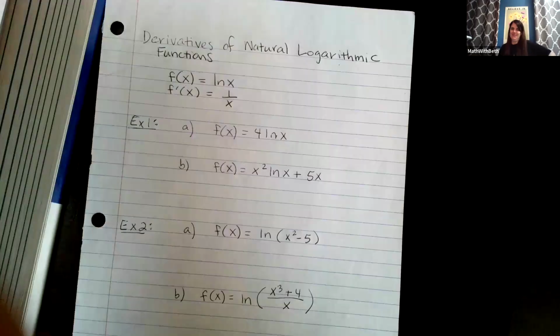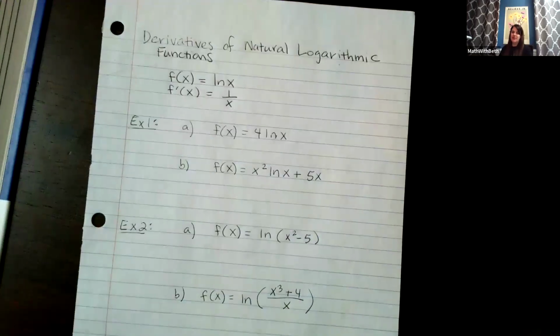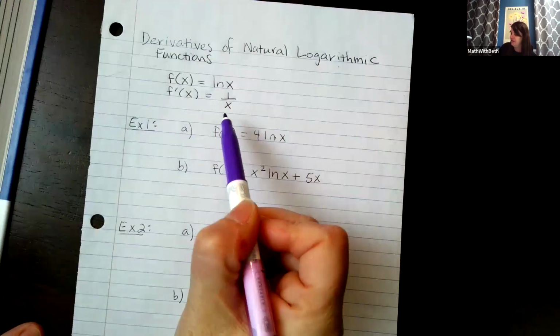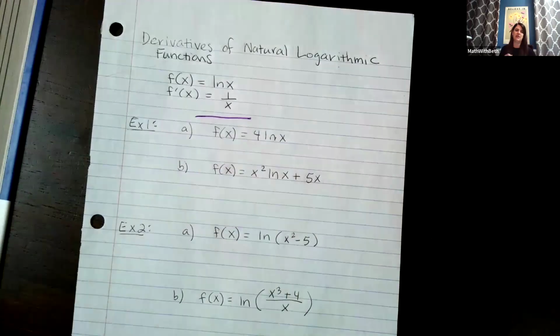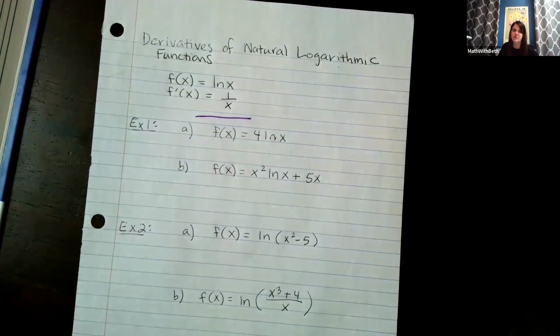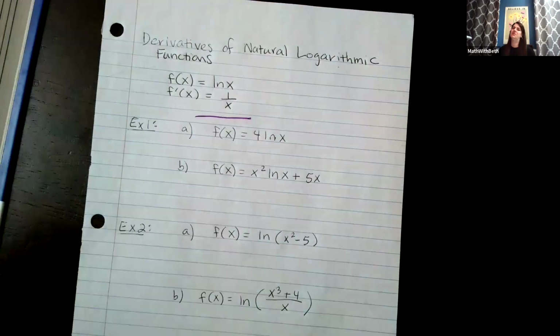So, the formula for the derivative of ln x is just 1 over x. Again, that seems pretty easy, but it helps to see a bunch of different examples to make sure you know how to use it in all of the different situations.